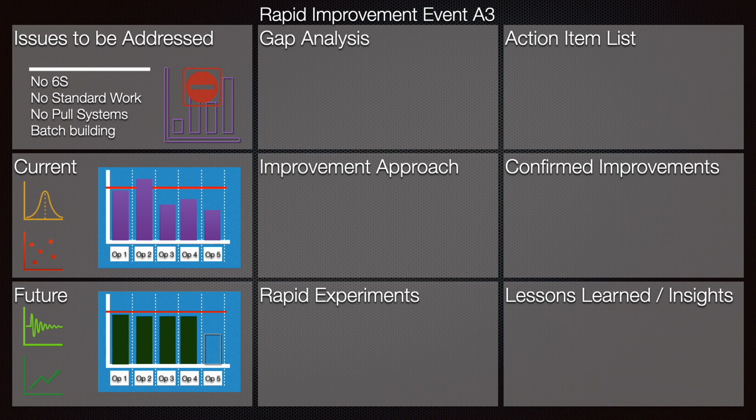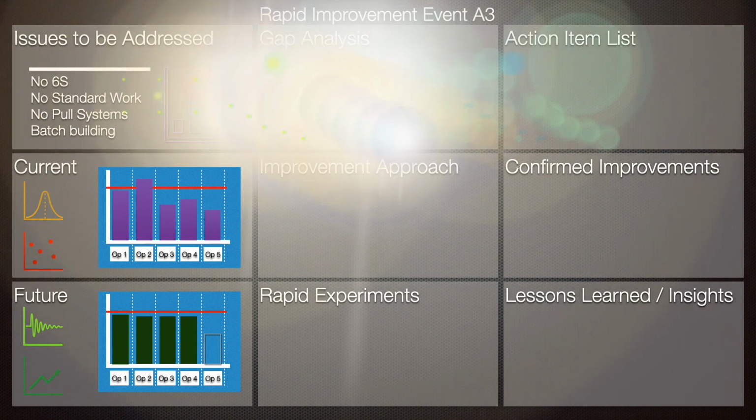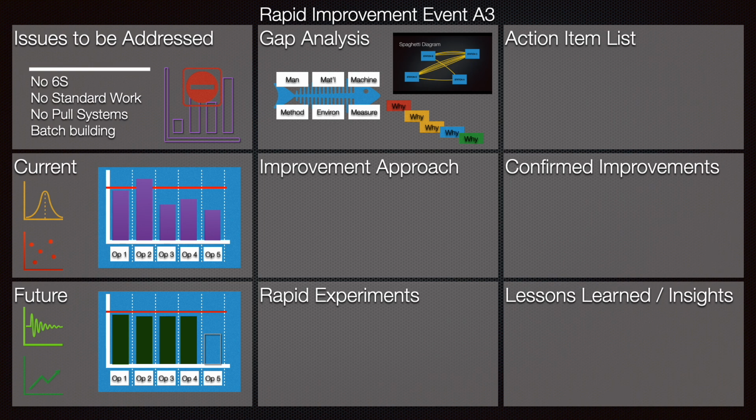The next box is at the top in the middle. It's called gap analysis. This is where we compare the current and future state. And what we're trying to do is figure out what is causing us to not be able to achieve the future. And so a lot of times you'll use a cause and effect diagram. You can see my little fishbone there with the man, material, machine, method, measure, and environment.